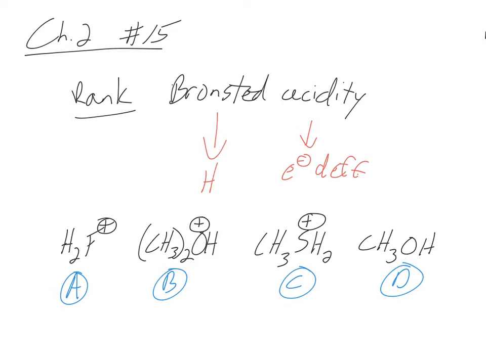I'm going to guess this is probably going to be the least acidic. So I'll put this as least acidic. Good. So now all of the ones that are left have plus charges, so they're all pretty electron deficient. Now the question is, which bond is going to be the most reactive, the most acidic? Just for reference, we're talking about an HF bond here.